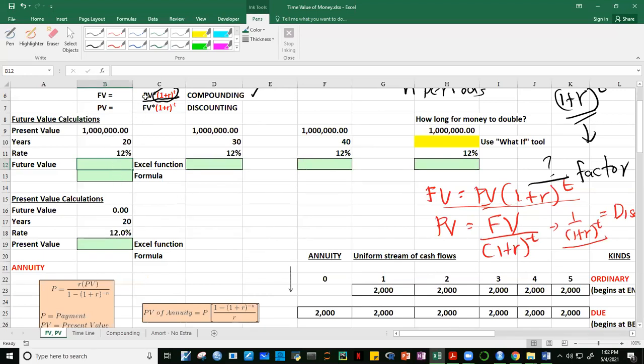Okay, so we can use this mathematically. So to get the future value, it's equal to the present value times 1 plus r raised to the t. So what's our present value? Our present value is 1 million. Multiply that by 1 plus, what's our r? Our r is our rate. And then how do you do exponent in Excel? Anyone?